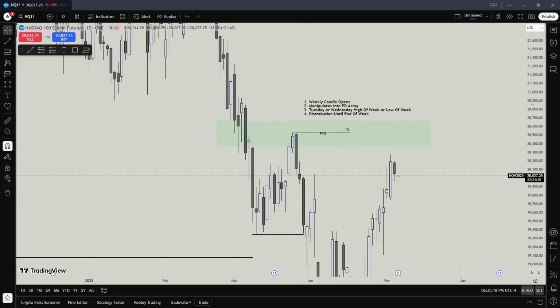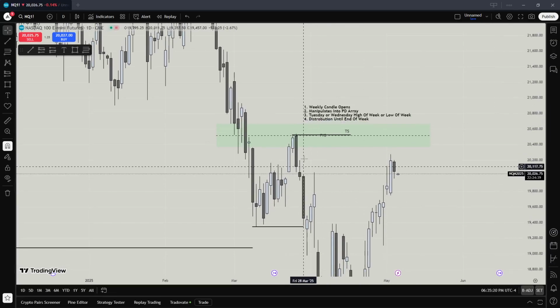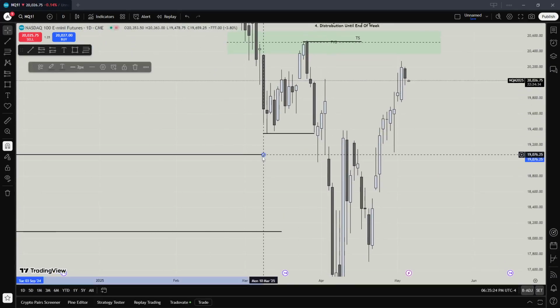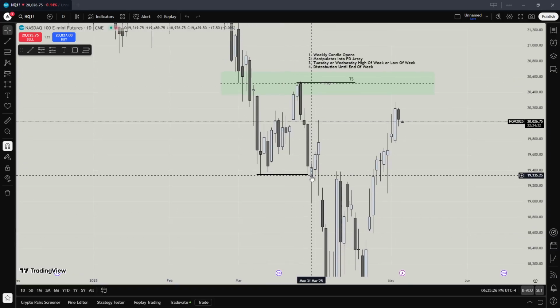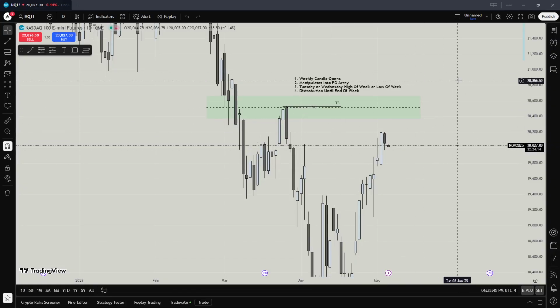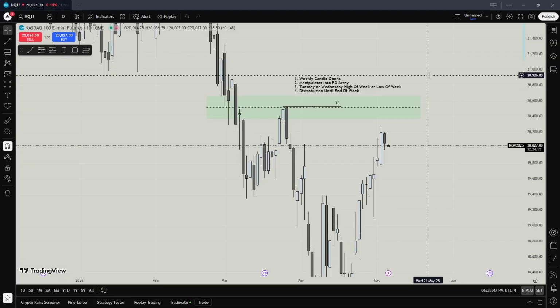And what do we do after that? Step 4, all we do is distribute all the way down until we take out all of our draw on liquidity. So it's very clear. And if you knew that coming into Monday, you could be like, okay, Monday, I'm going to be looking for longs. If we do have a bearish week, we need to manipulate up into this gap. So Monday and Tuesday, you can be looking for longs. You have your bias preset before the week even starts, basically.